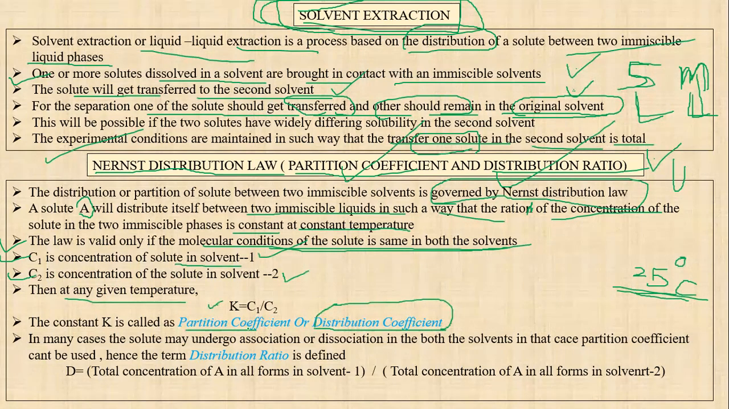Okay, what is the K? It's a ratio of concentration of solute in solvent 1 to solvent 2. The solute is the same, but the concentration is in one solvent and this is the concentration in the other solvent.